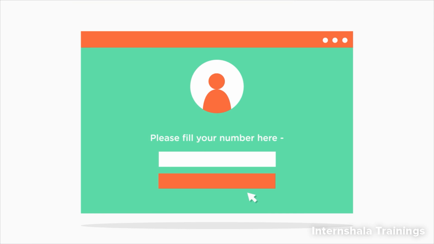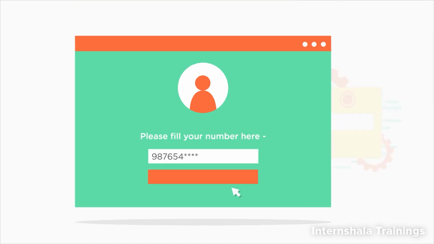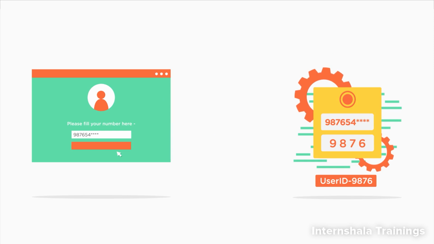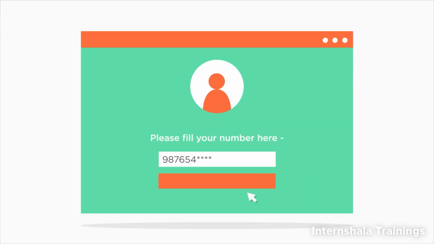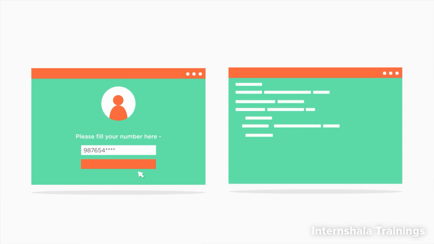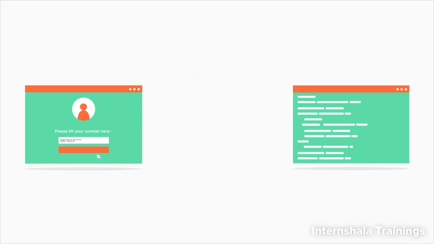So let's say we want to write a program where the user enters his phone number. We pick up this phone number and process it to take out the first 4 digits. Then, we use these 4 digits as the user ID for the user. But there is one problem here. We do not know the phone number of the user while writing the program, right? So then, how do we write the program? Well, that's where variables come into the picture.